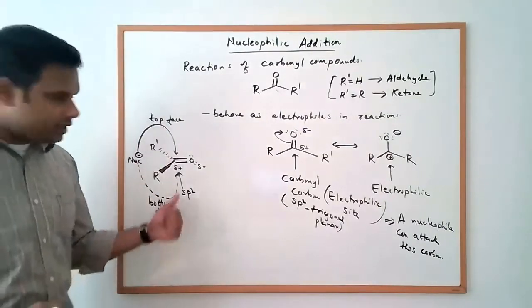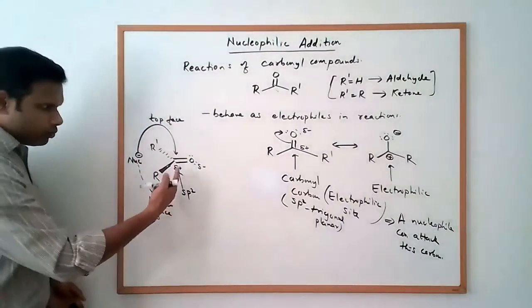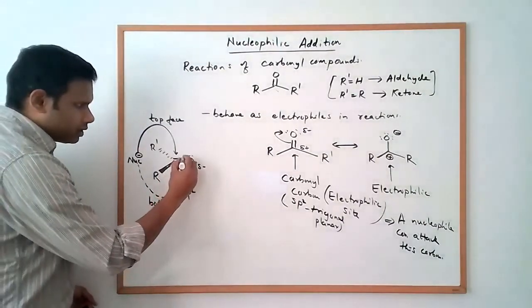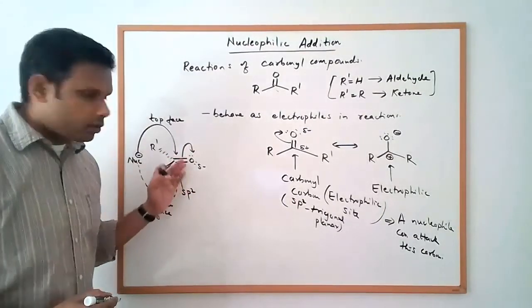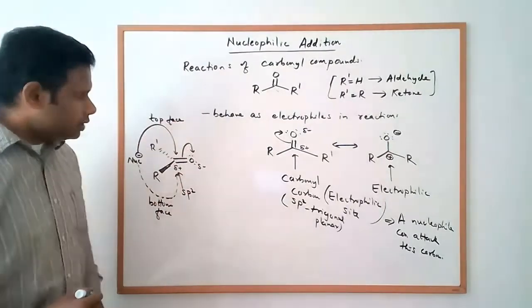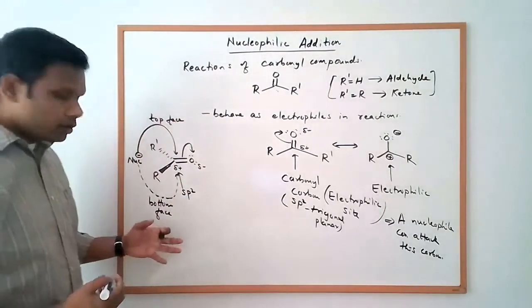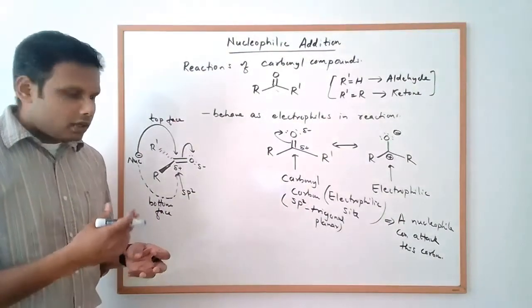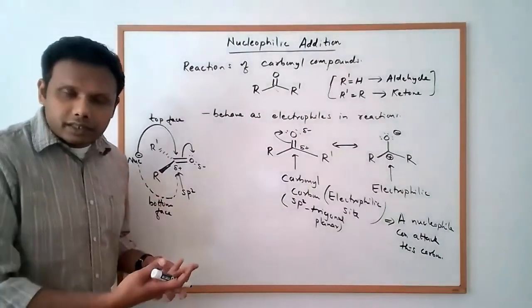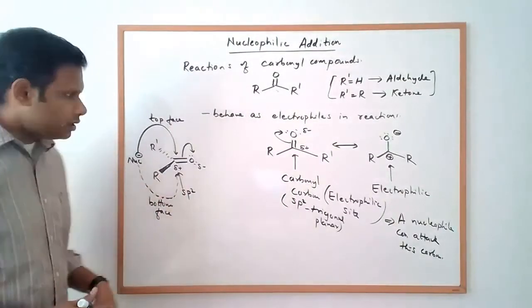And both of these attacks are equally probable. It doesn't matter which one happens, the double bonded carbon-oxygen pi bond is going to open up and go to the oxygen atom. So both attacks are equally probable. What that means is whenever there is a possibility for a chiral center to form, you will get a racemic mixture under these conditions.